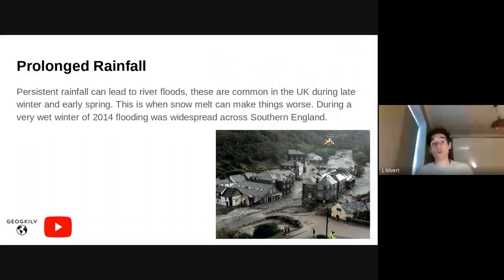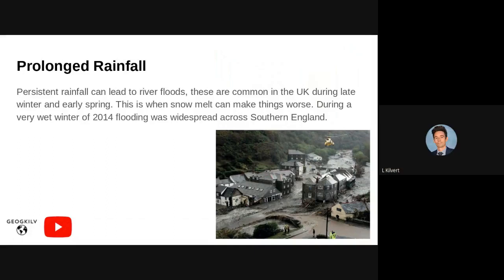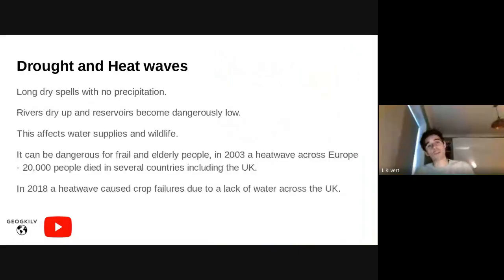2014 was a year of particular note where there was massive widespread flooding across southern England, and that was because of prolonged rainfall over the UK. We also end up with heat waves, and this is where we get long dry spells with no precipitation. I live in the southeast of England, as do you guys. If you live in the southeast of England, we actually live in one of the driest areas of the country, where we quite often receive long spells where we get little or no precipitation.